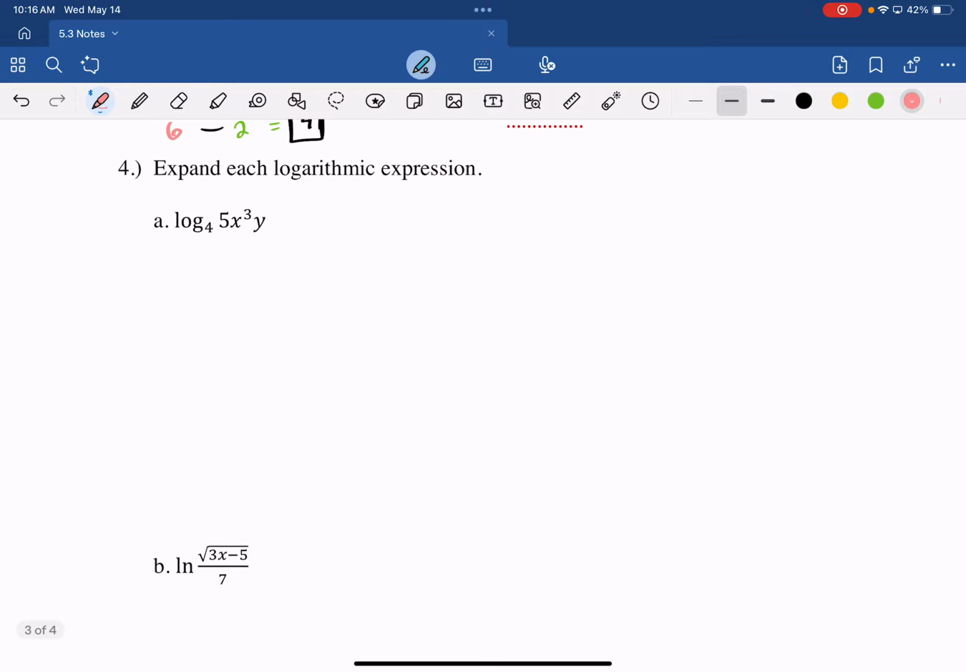Like I said, today we're expanding. Tomorrow we're going to condense, I think is the word we use. Yeah, we're going to condense. We're going to make things smaller.